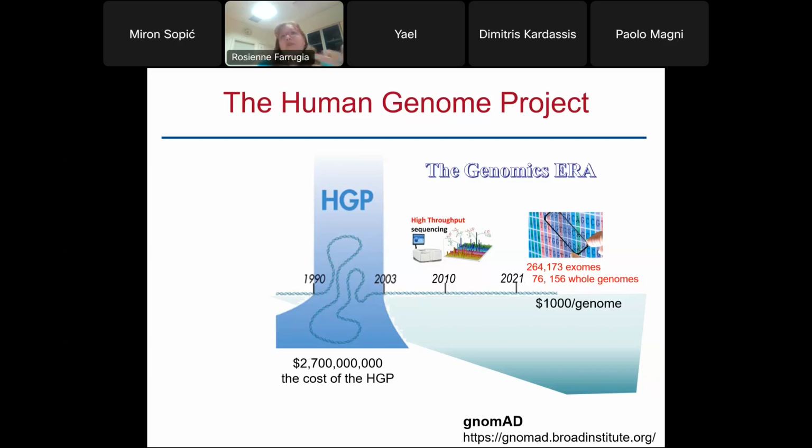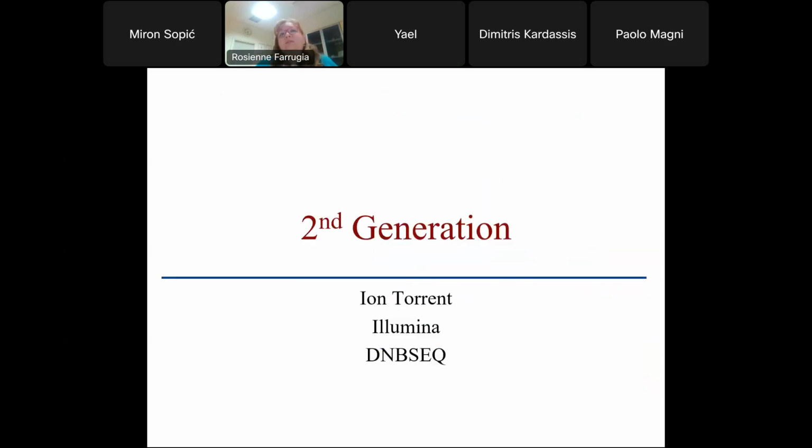So what's different between the first generation and the second generation sequencing technologies that made this shift possible? There are a number of different technologies that are commonly used for second generation sequencing. There were others which are no longer used, they fell by the wayside, but what is currently used is the Ion Torrent technology, the Illumina technology, and the MGI technology.